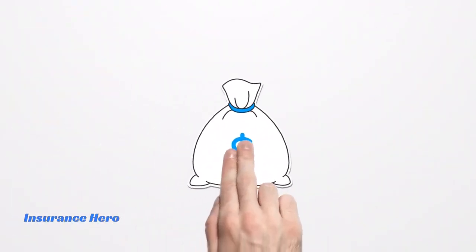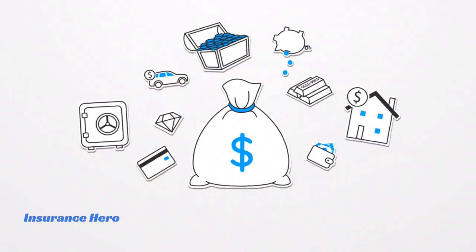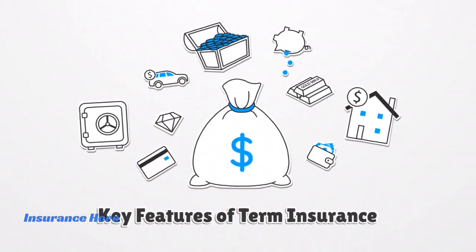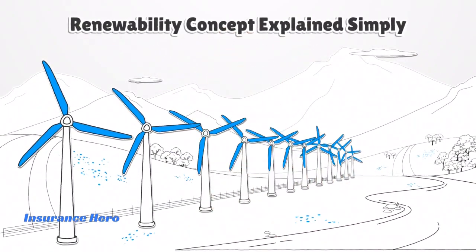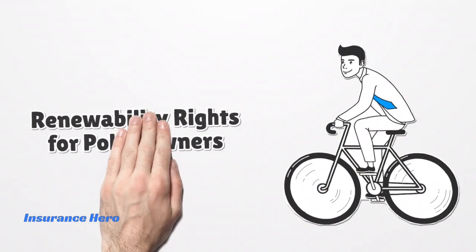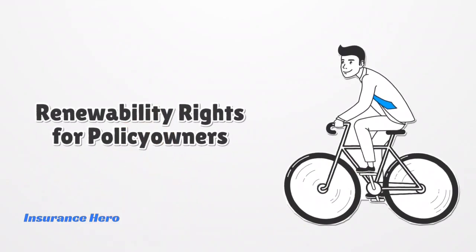Let's move on to two important features often found in term insurance policies: renewability and convertibility. Instructor explains renewability. Renewability gives the policy owner the right to renew the policy at the end of the term without the insured having to prove insurability.